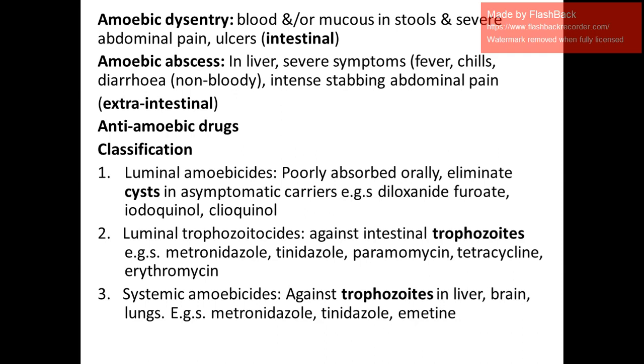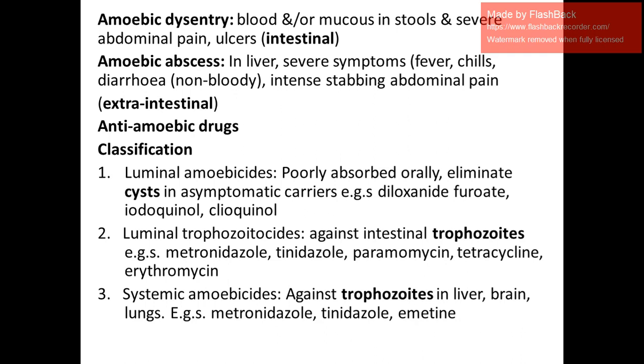Okay, so diloxanide furoate, iodoquinol, and clioquinol, these are the drugs which are used to treat the cyst forms of amoeba in the lumen of the intestine. Okay, but if the cyst form of amoeba gets excysted and converts into trophozoites, then we have to take the drugs which are called luminal trophocides, meaning they will kill the trophozoites which are present in the lumen of the intestine. Examples are metronidazole, tinidazole, paromomycin, tetracycline, erythromycin.